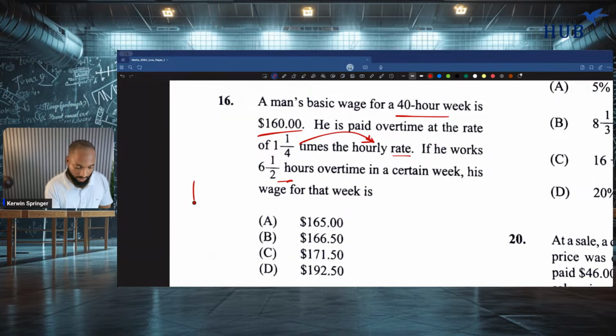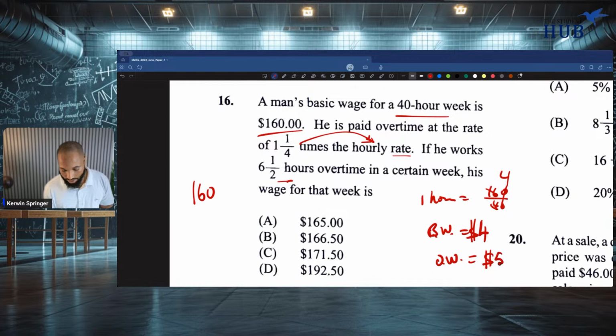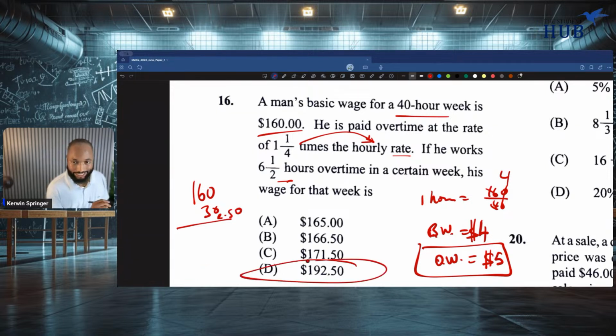So his wage is going to be 160. I need to find out how much he's making an hour. So 1 hour will be 160 divided by 40, right? So that's $4 an hour. This is normal time, this is basic wage. Overtime wage will be 1.25 times that. 1 is 4, a quarter of 4 is 1, so 1.25 is 4 plus 1 is 5. So overtime wage is $5, and how much overtime was it? 6 by 5 is 30, so I need to add 30 to this. And then for the 0.5, half of 5 is 2.50 as well. So clearly you can see that the answer is D.